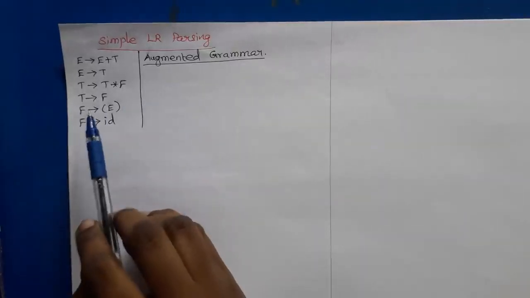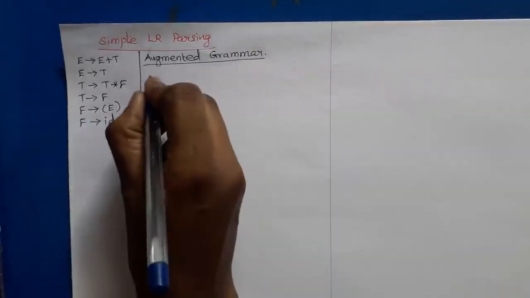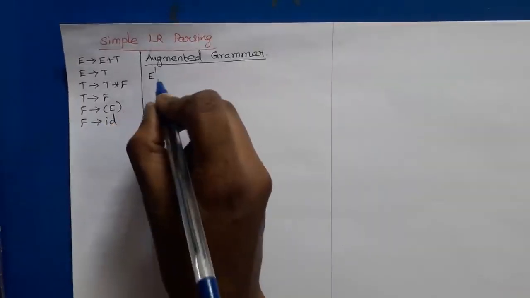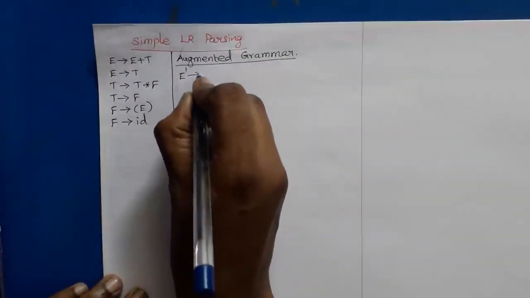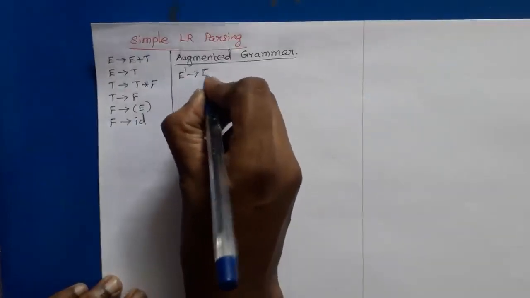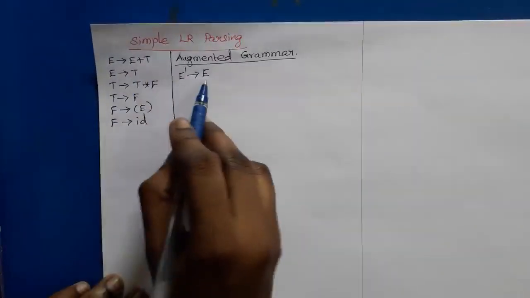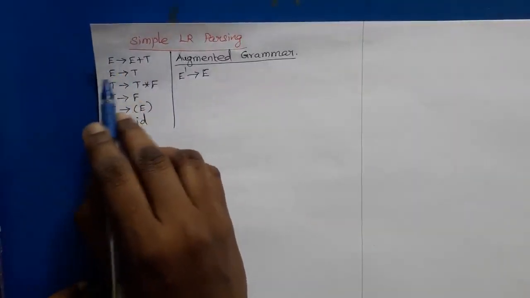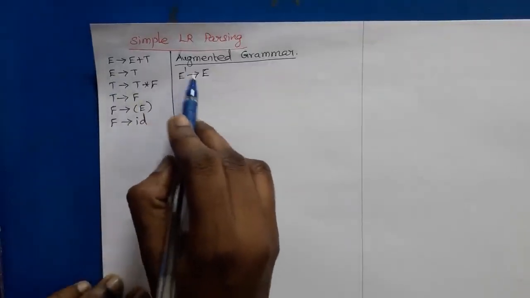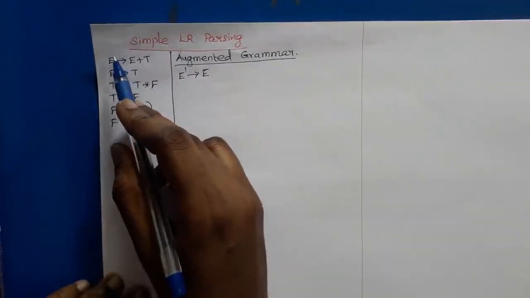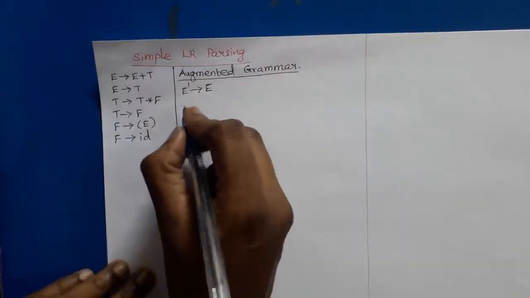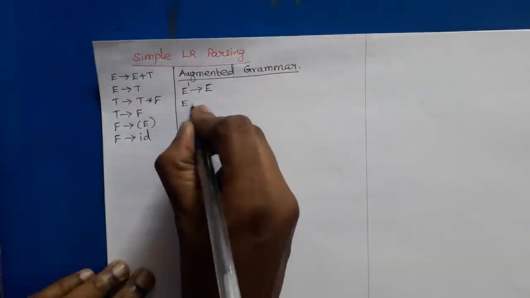The augmented grammar for the given grammar is: introduce a new non-terminal symbol E dash. Then this E dash tends to the start symbol of the grammar. So E dash tends to E. If the start symbol of the grammar is S, we need to introduce S dash tends to S. Then include all the remaining productions of the given input.